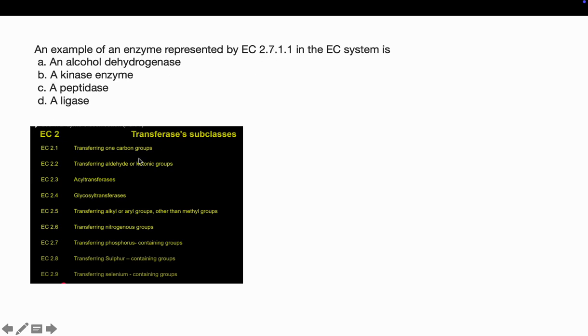So EC 2.7: EC 2 belongs to the transferases class, and we have subclasses. Here the number 7 transfers a phosphorus-containing group. The phosphorus-containing group here is only the kinase enzyme, so the correct answer is kinase.